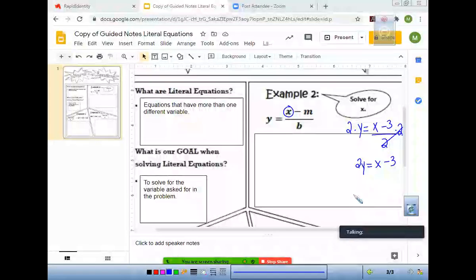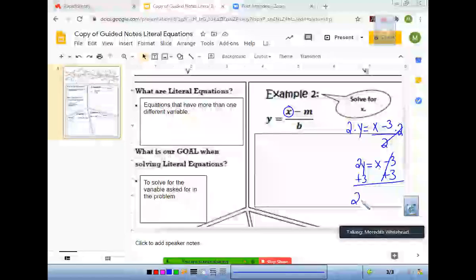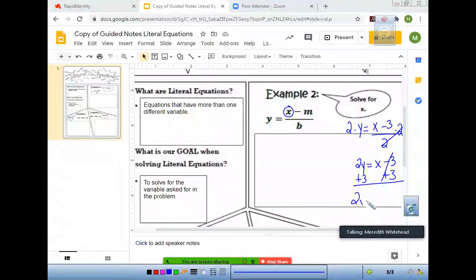Then what would you do to get the x by itself? How would you get rid of the minus 3? Add 3. So I'm going to add 3 to both sides. I can't add those together because 2y and 3 are not like terms, so I'm just going to rewrite them. And so we get x equals 2y plus 3.